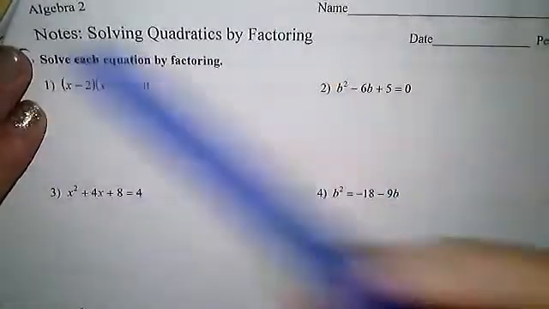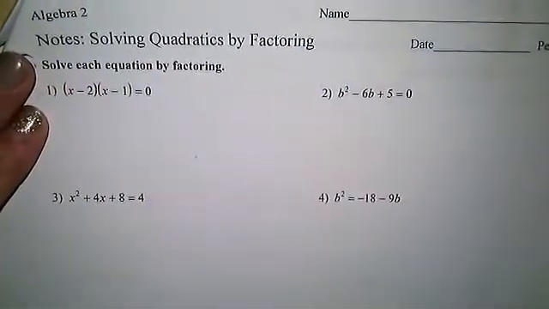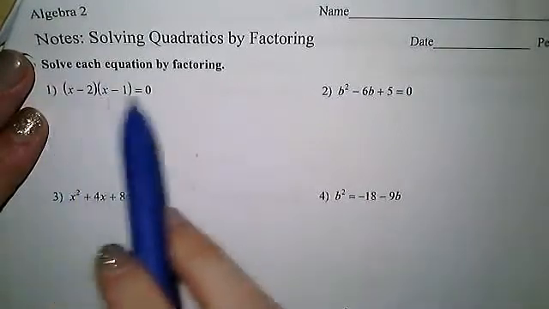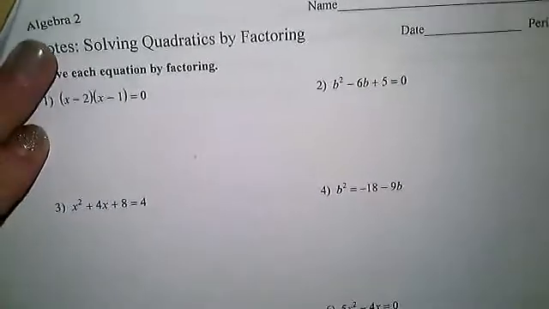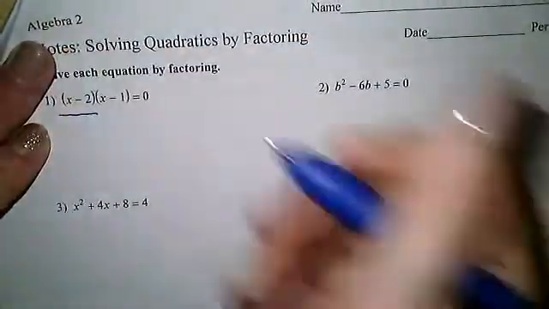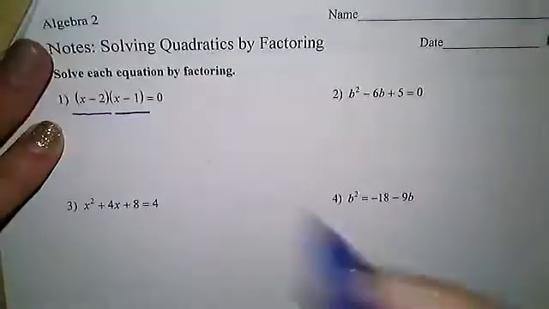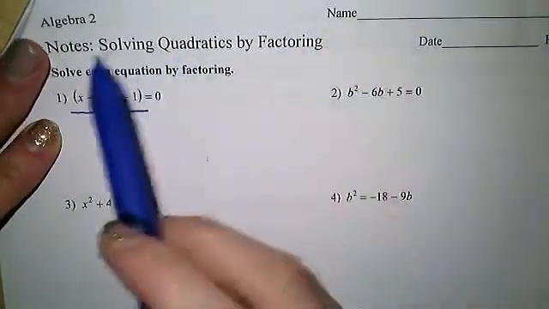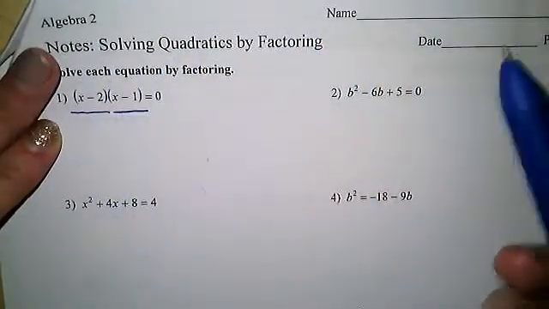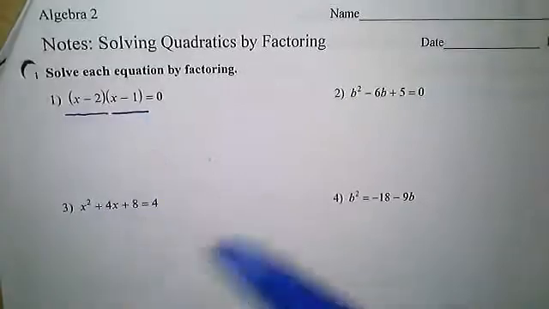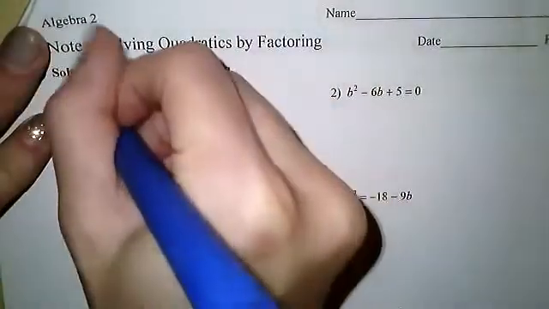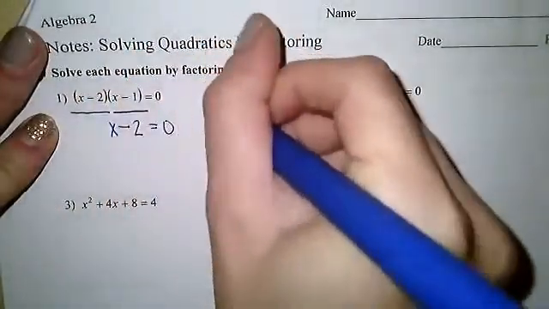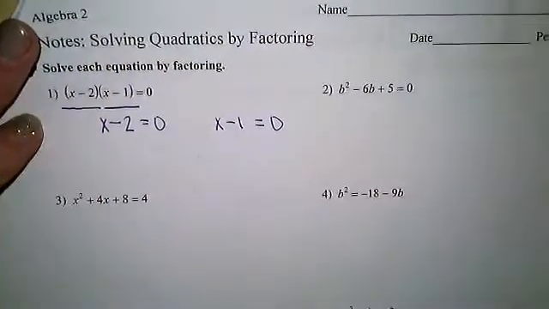Sometimes you'll have expressions that are already factored. You can tell that it's already factored because it'll have these two parenthesis sets. So if I know that this expression multiplied by this expression, because there's no plus or minus in between, I know it's multiplication, this times this equals 0. That means that one of these has to be 0. So that means I can take x minus 2 and set it equal to 0, and x minus 1 and set it equal to 0.